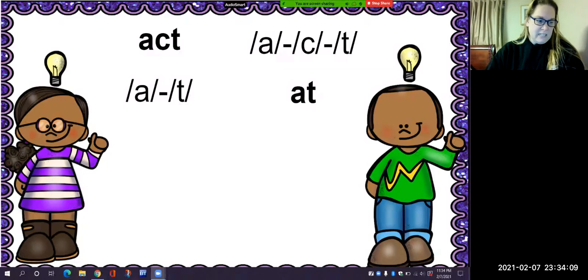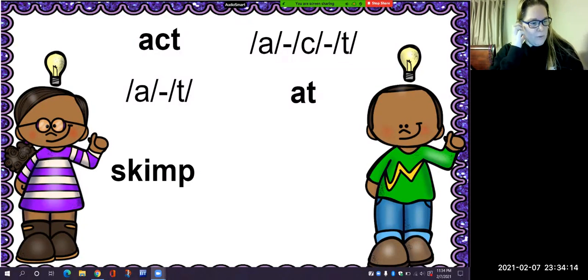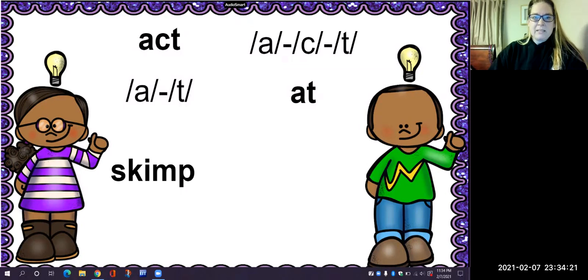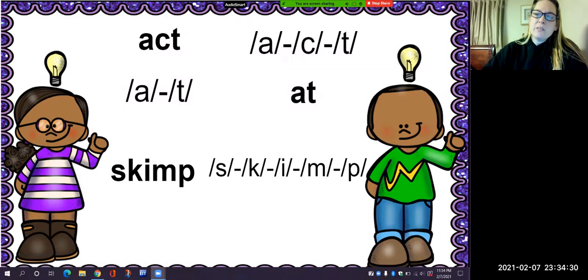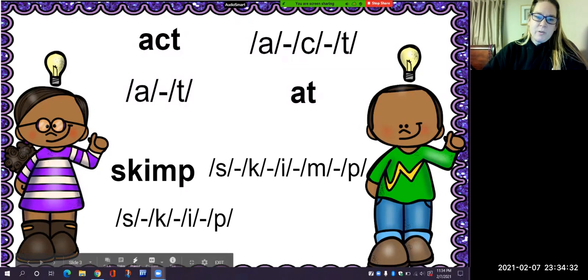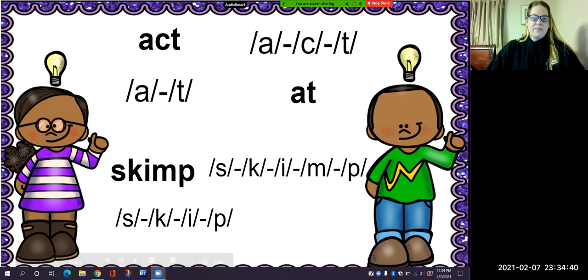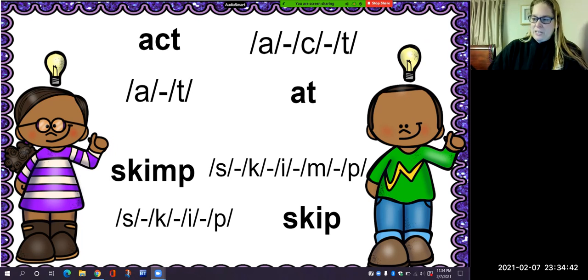All right, the next sentence is: I'm hungry, he said. Don't skimp on the food. So skimp is the word on the curve, but let's break it apart so we can see what our blend is. We have skim p. So the blend is mp. So we're going to lose the m and our new word is skip. What's the new word on the curve? It is skip. Very good.